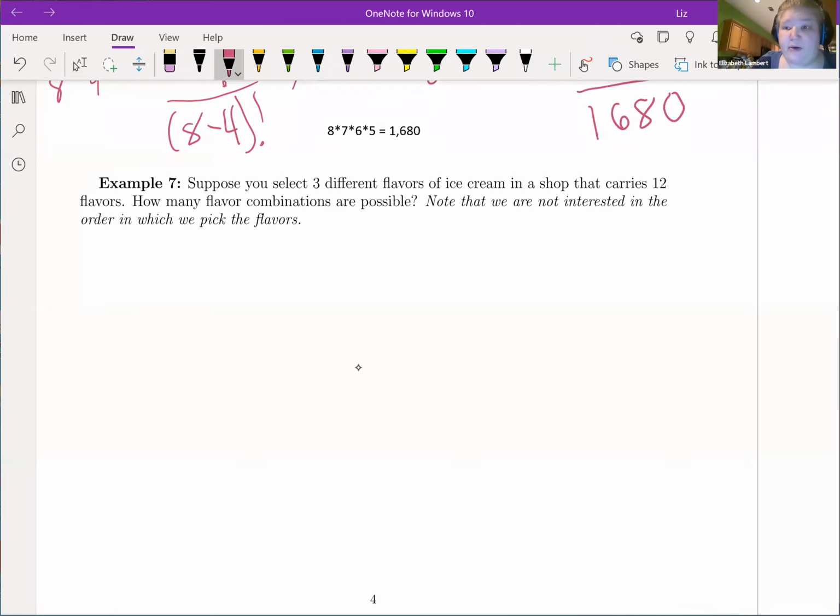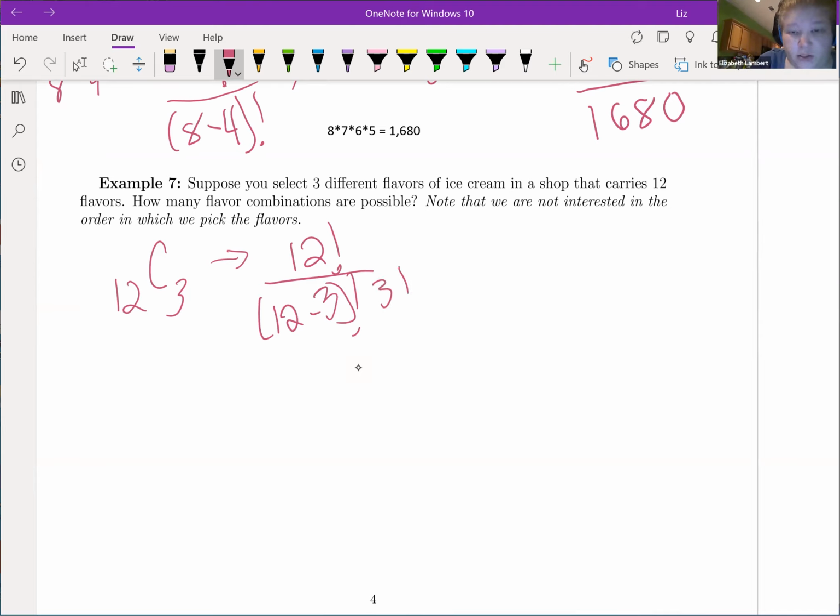So order does not matter, which means we're going to divide by the extra. So we're doing 12 choose 3: 12 factorial over 12 minus 3 factorial. And then we're also going to divide by the extra 3 factorial. So I have my ordered sets, and then 3 items can be arranged 3 times 2 times 1, 6 ways. So I could go chocolate, strawberry, vanilla, or chocolate, vanilla, strawberry. But when I go home, it doesn't matter what order I picked them up in.